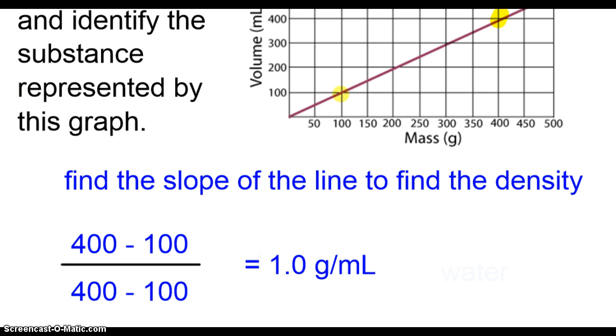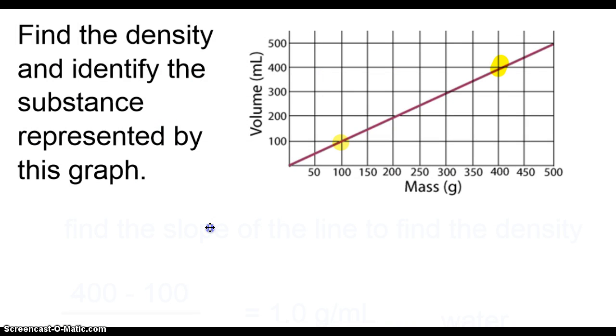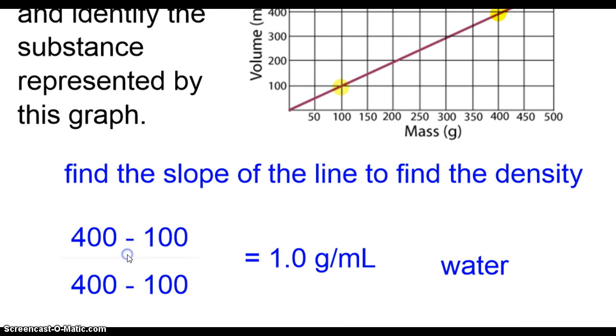So if I look back at my reference packet, I've got to find something that has a density of 1. Because I know where it is and what it is, I can see that I have water with a density of 1 gram per centimeter cubed or gram per milliliter. So that tells me that this is going to be water.